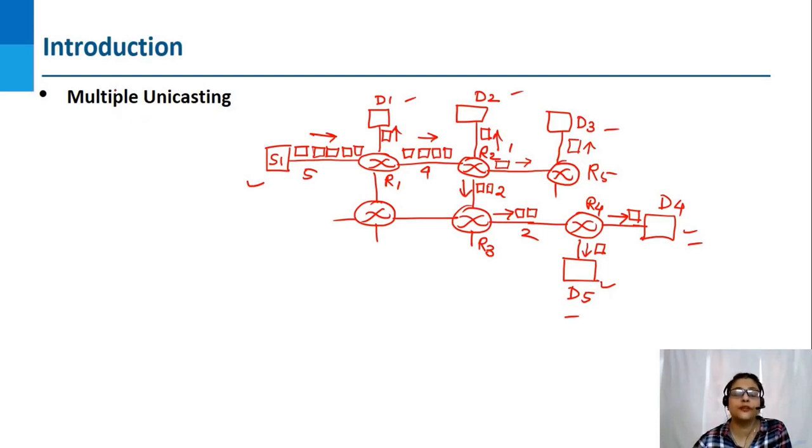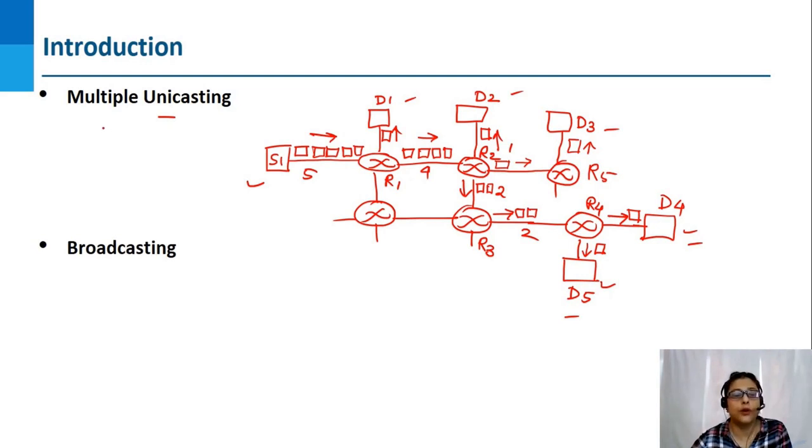So there is a basic difference between multiple unicasting and multicasting. In multiple unicasting, the source starts with all the 5 packets, and these packets are destined to different destinations. But in multicasting, the source starts with a single packet which is replicated for each of the destinations in the group.